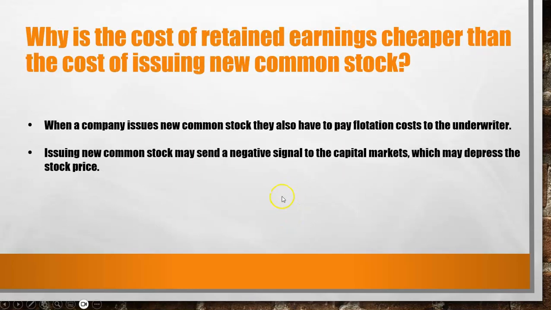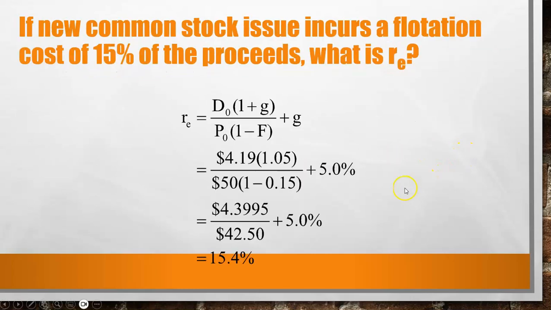So we know that bonds are 7.5 because they get paid first. Preferred is 9%. And then common equity, stocks, retained earnings is 14%. If we issue new stocks, there might be flotation cost. And then issuing new common stock may send a negative signal to capital markets, which can depress the stock price. If new common stock issues includes a flotation cost of 15% of the proceeds, what is it? 15.4.